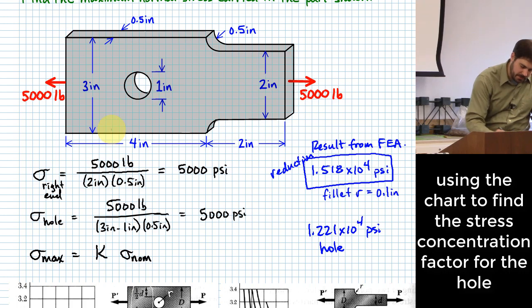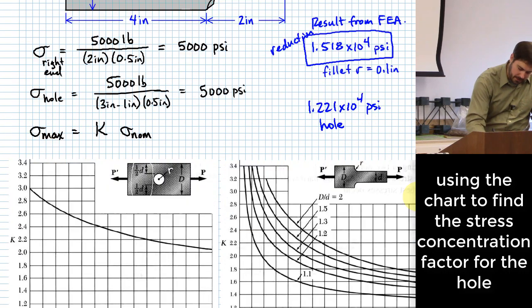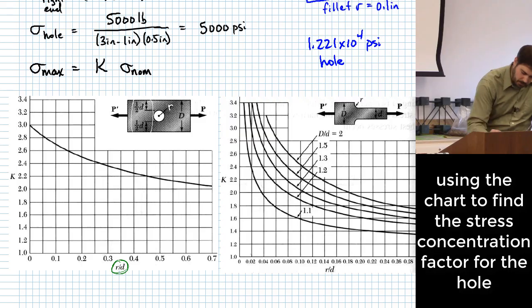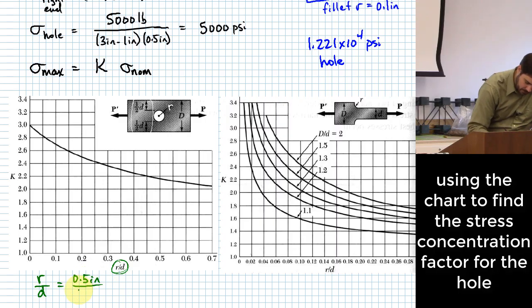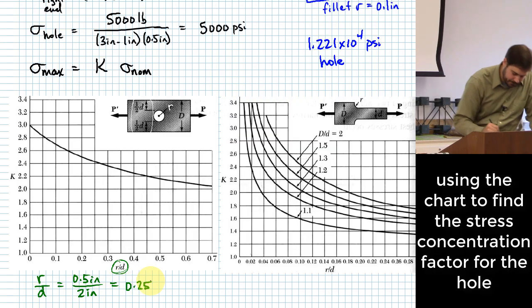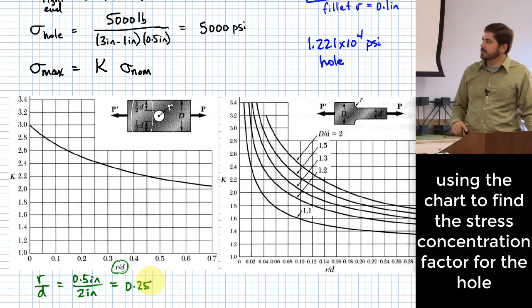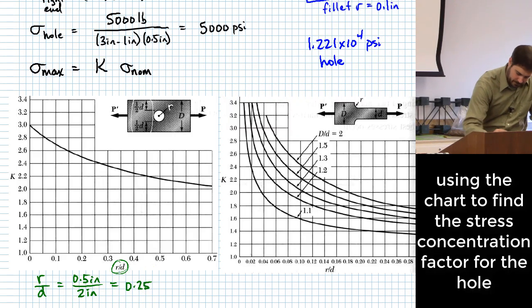2 inches, because we've got 3 inches minus 1 inch. So we're dealing with r over d of half over 2, right, which is 0.25. What do I do with that? Find it on here. That'd be this location right here, right? Maybe I'll do that in a little different color so we can see it a little bit better.